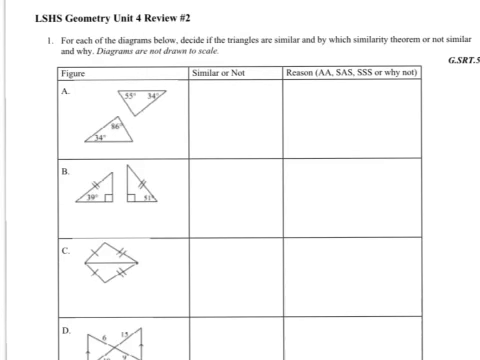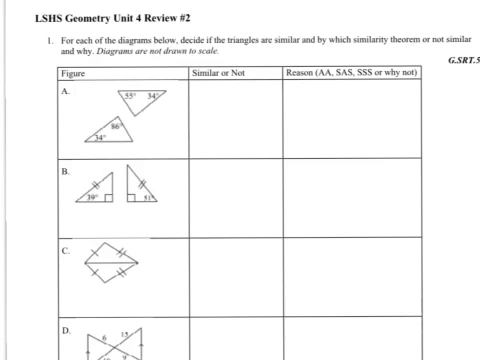This is the second review for Unit 4 Geometry. First question says, for each of the following diagrams, decide if the triangles are similar and by which similarity theorem, or if they're not similar, say why.